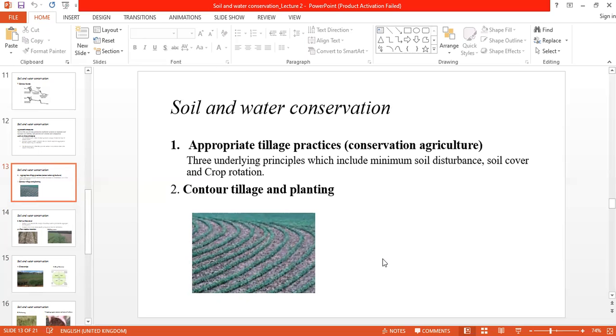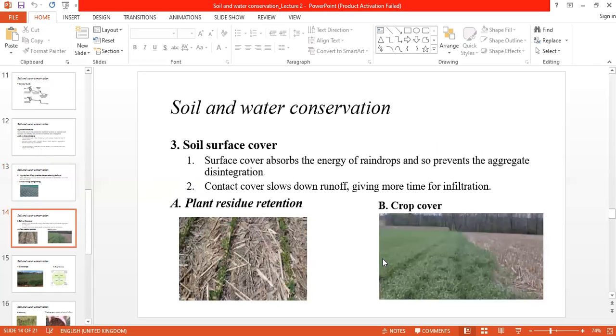So the third practice is what we refer to as soil surface cover. Now this one, like we said, the principle behind it is to reduce the impact of raindrops. If you have a cover, as the rain is coming, the energy of the rain will be reduced by it hitting on these residues.